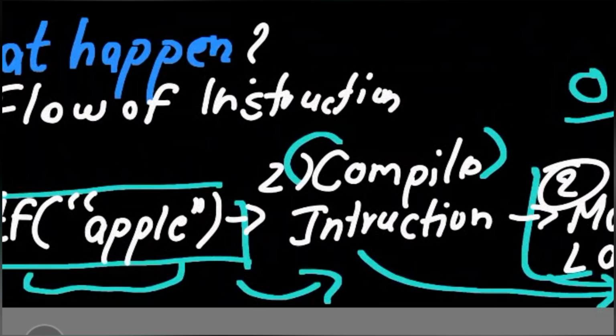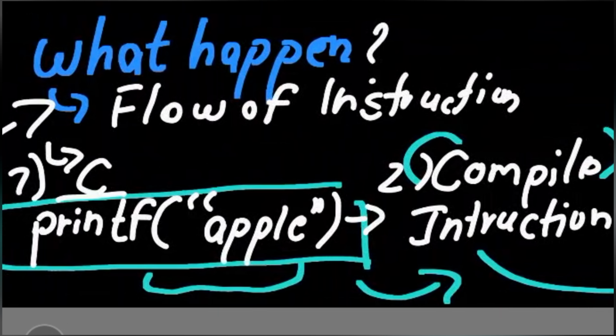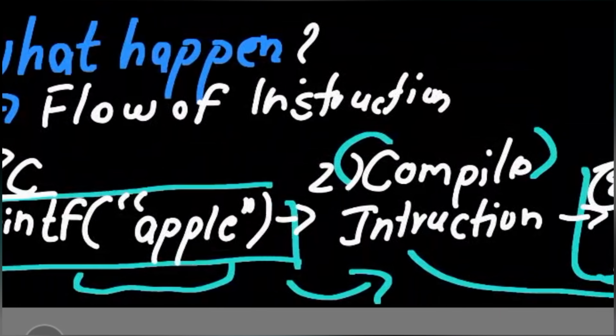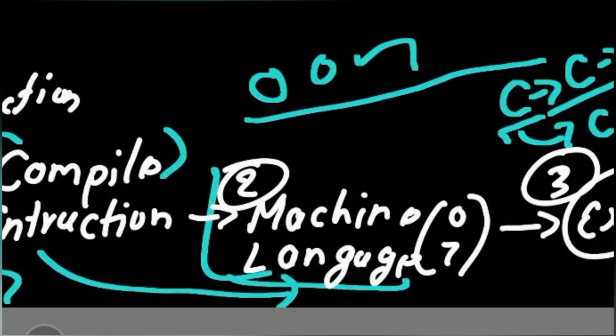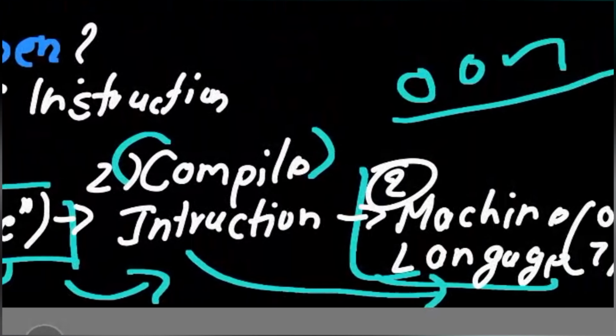So basically, first of all we type the instruction, the compiler translates it to machine level language, and the machine level language sees, okay, 001 is telling me to display the apple. Then the machine level language sees the instruction and tells the monitor to show the apple in this monitor. That's what happens inside the computer.